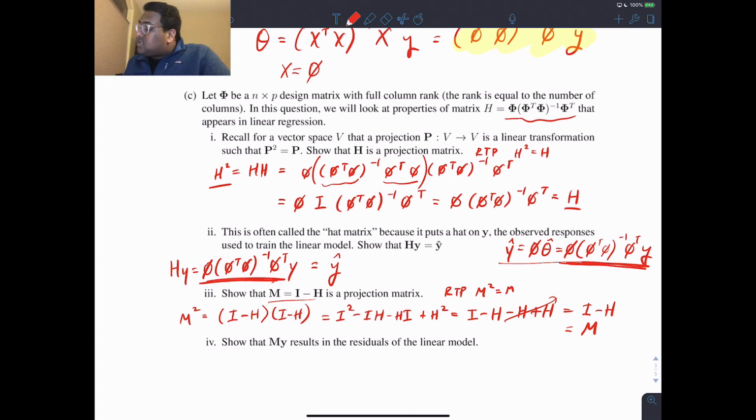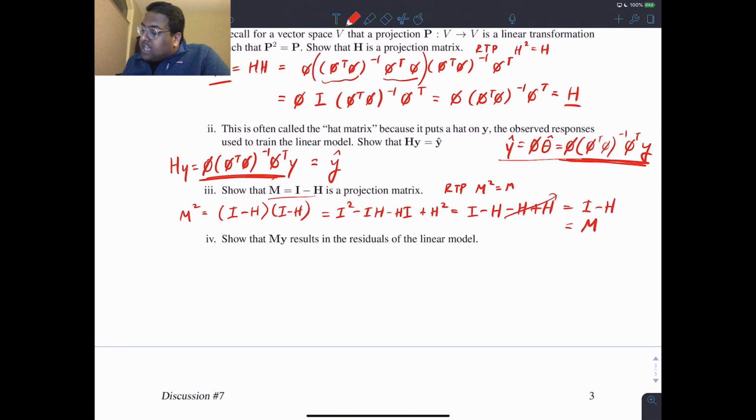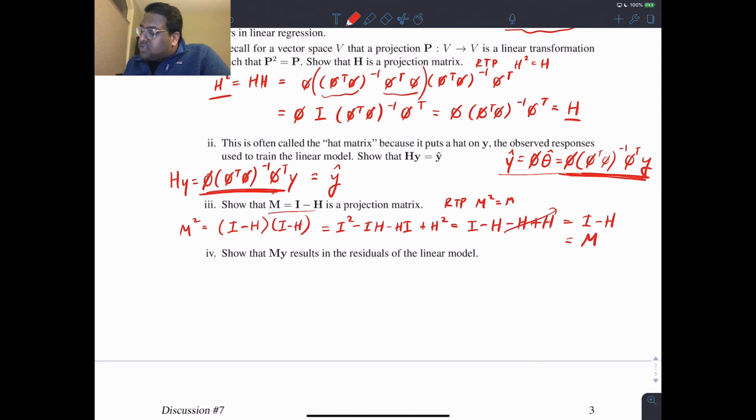Now lastly, we want to show that My results in the residuals of the linear model. The residuals are really just the error. So we're going to show that My ends up being equal to e, which is y minus y hat, which again is y minus this quantity over here, phi (phi transpose phi) inverse phi transpose y.